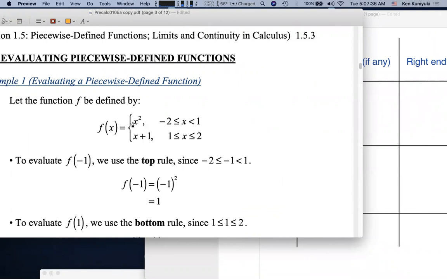Let's look at the first rule here, y equals x squared, which is relevant for this subdomain up here. Technically, this is the subdomain. From -2 to 1, including the -2, but excluding the 1. Okay, so this subdomain has a left endpoint at -2 and a right endpoint at 1. So this piece of the graph, if we just graph this, we'll have an endpoint at x equals -2, a left endpoint, and an endpoint at x equals 1, a right endpoint.